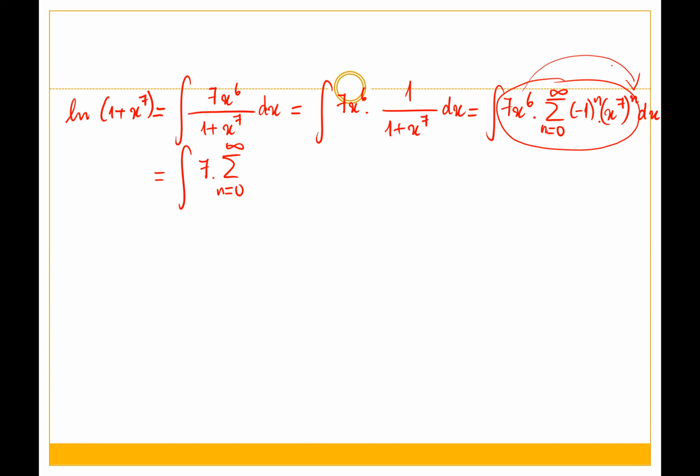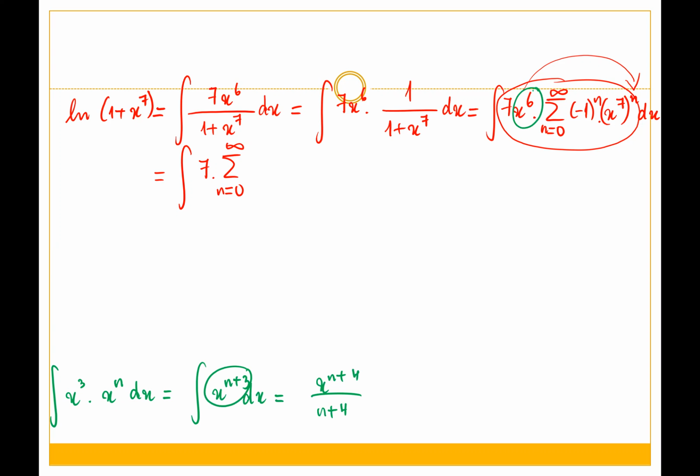So say, just a very simple example. If you have x cubed multiplied by x to the n, and then you take the integral of that, what you're actually going to take the integral of is x to the n plus 3 dx. Then you take the integral of this entire thing, which is x to the n plus 4 divided by n plus 4, right? So when you take the integral, you have to take it of the entire term. If you only take it of x to the 7n here, you're missing this x to the 6, which makes your answer wrong. Do you see what I'm saying?